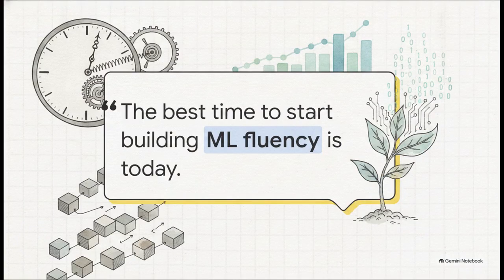I want to leave you with one final highly provocative thought directly from our source material. The best time to start building ML fluency is today. Every week you wait is a week of compounding advantage someone else is building. You have just completed a massive first step by finishing this 10-part foundation. You are already ahead of the curve. The AI revolution isn't some distant future event you need to prepare for someday. It is a current reality that you are now fully equipped to navigate. So what advantage will you start building today?